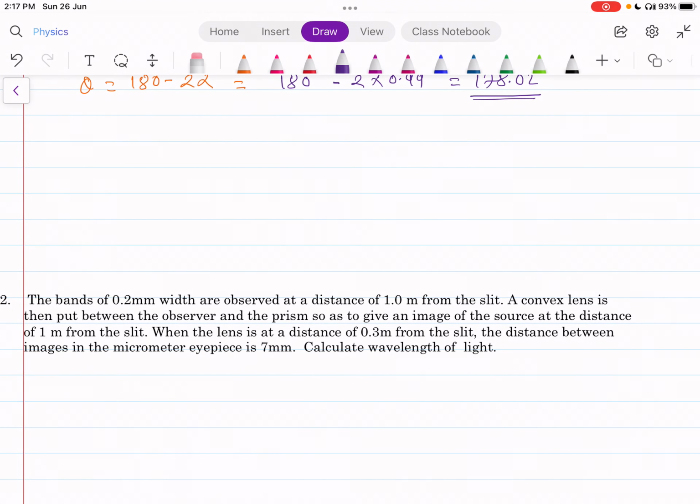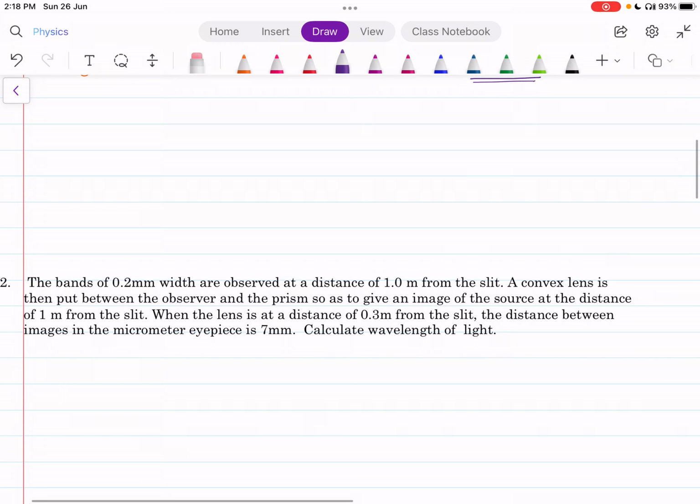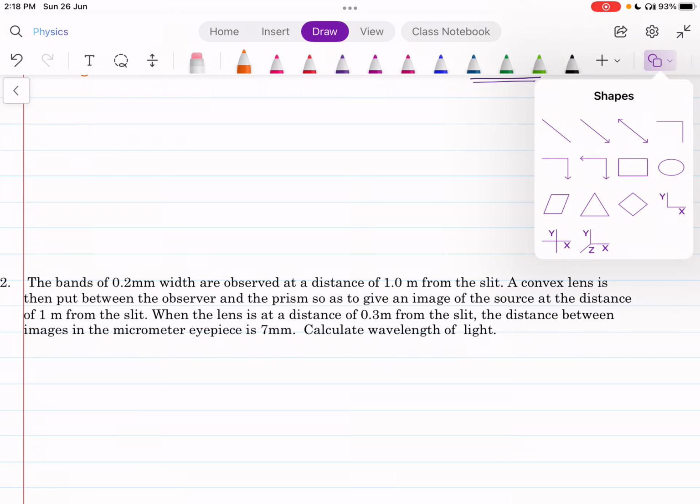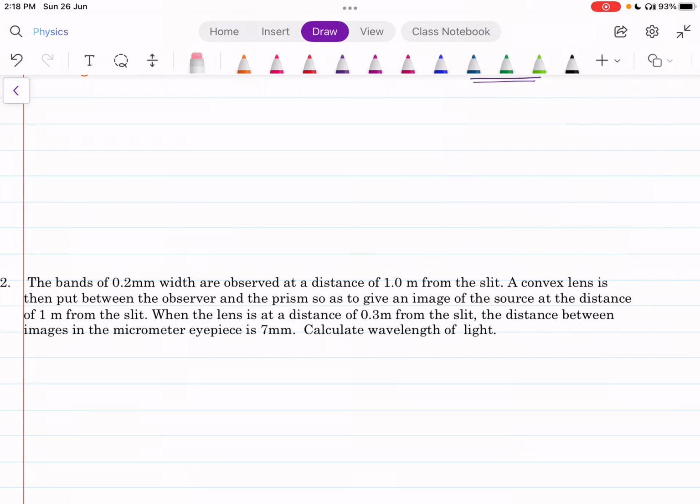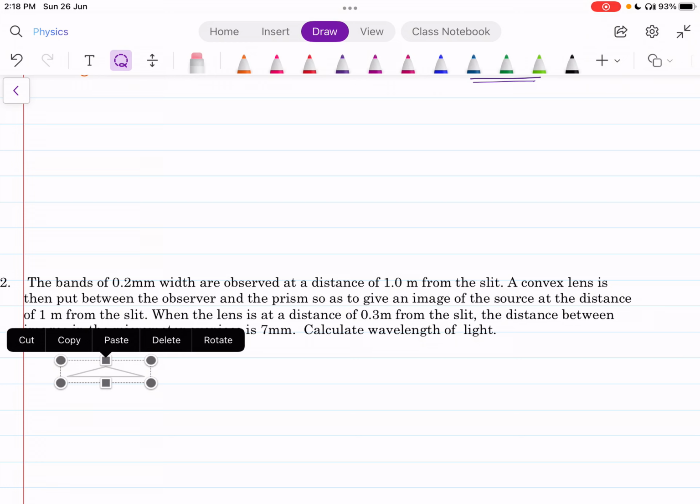Numerical number 2. The bands of 0.2 mm width are observed at a distance of 1 meter from the slit. Let's try to understand. A band of 0.2 mm. It means, let me draw the diagram first for better understanding.